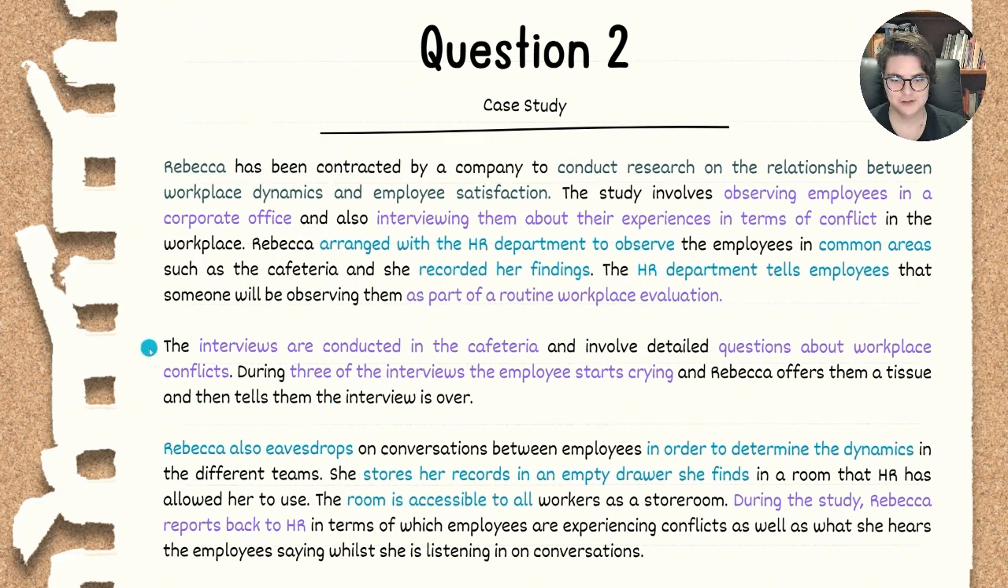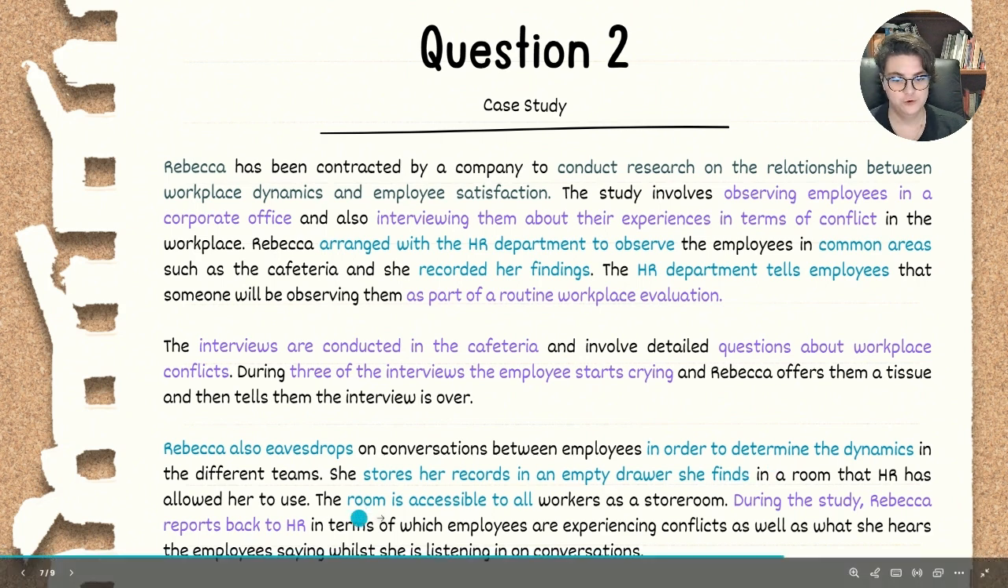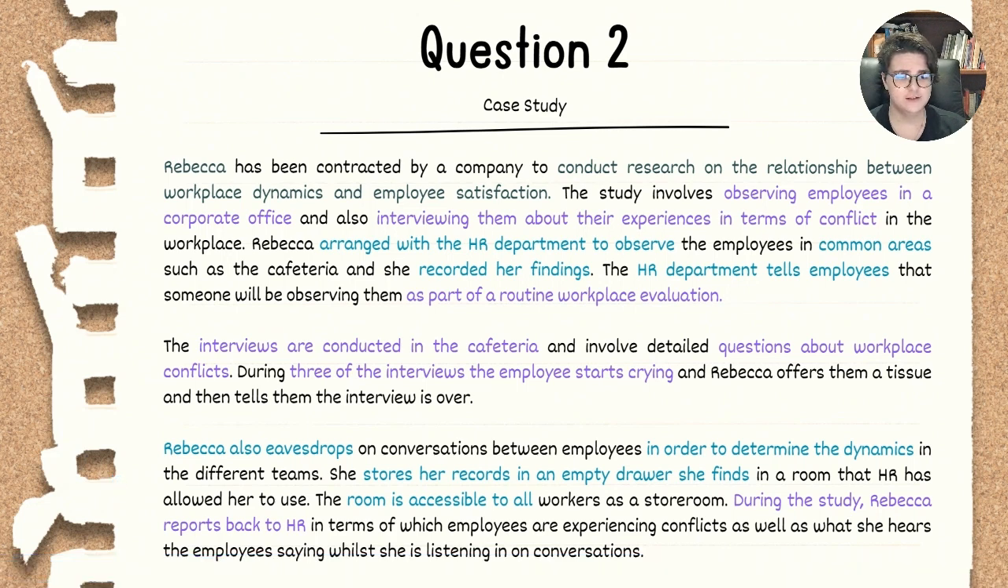All right, the interviews are conducted in the cafeteria and involve detailed questions about workplace conflicts. During 3 of the interviews, the employees start crying and Rebecca offers them a tissue and then tells them the interview is over. That's it. Rebecca also eavesdrops on conversations between employees in order to determine the dynamics in the different teams. She stores her records in an empty drawer she finds in a room that HR has allowed her to use. The room is accessible to all workers as a storeroom. All right, ask yourselves if that is a good or bad thing ethically.